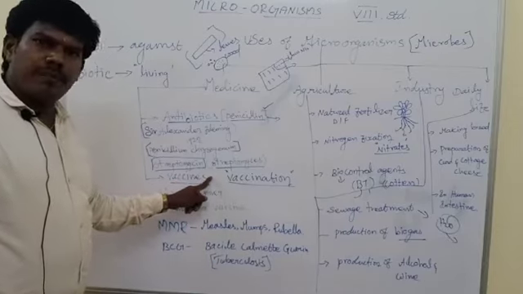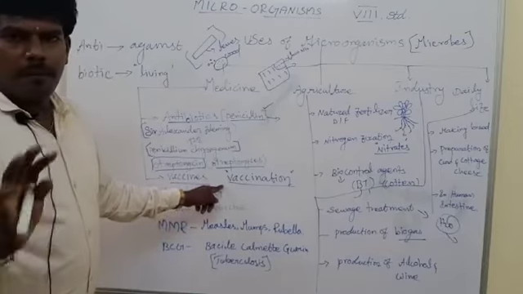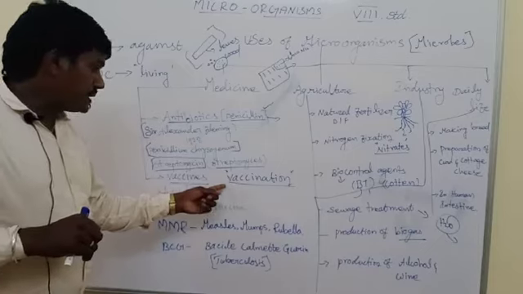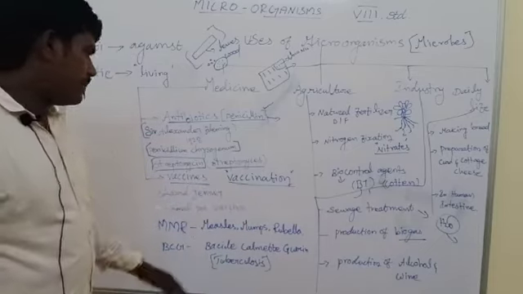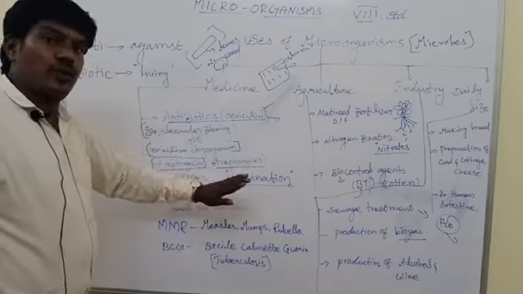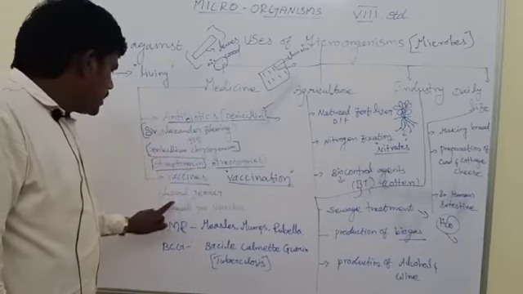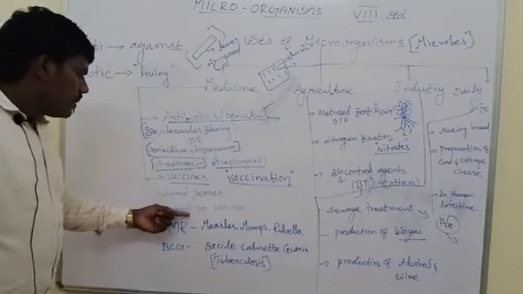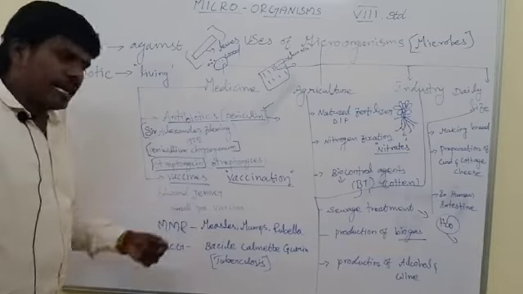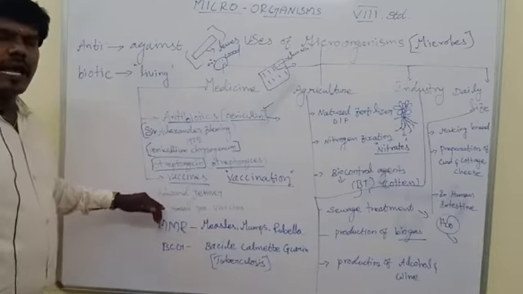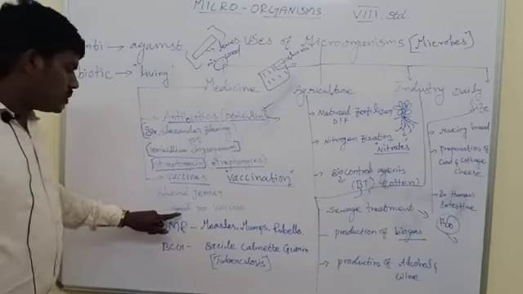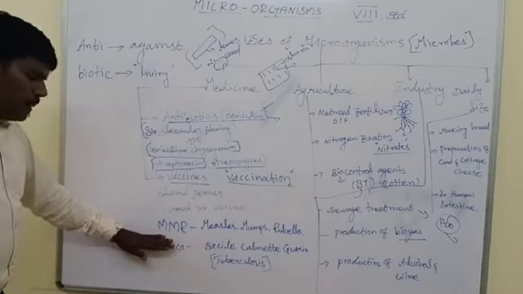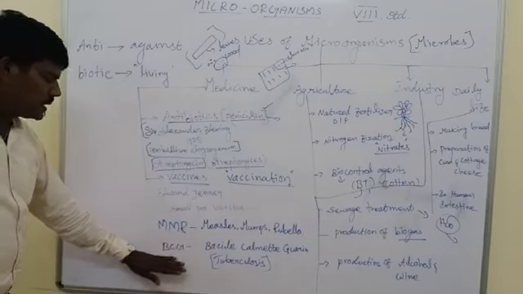Vaccines are obtained from dead or weak microbes. Vaccines are also called vaccination, and vaccination is otherwise called immunization. The term vaccination was first coined by Edward Jenner. Edward Jenner produced the first vaccine. Which one? The smallpox vaccine. Against which disease was the first vaccine produced? Smallpox. Who produced it? Edward Jenner. MMR and BCG. What is the full form of MMR? What is the full form of BCG?